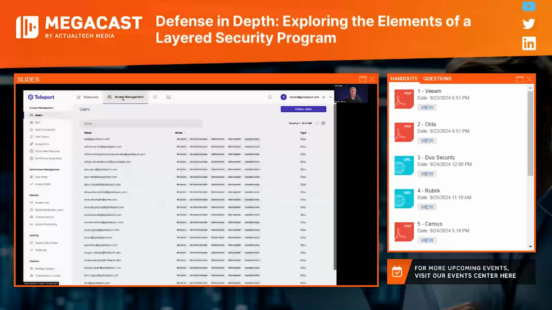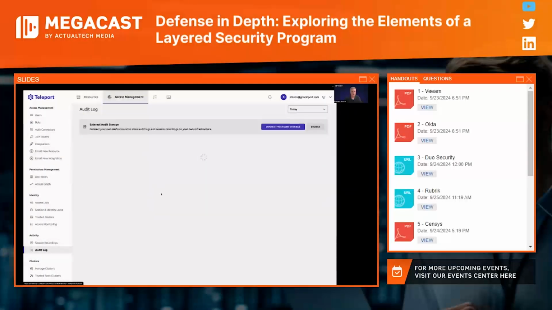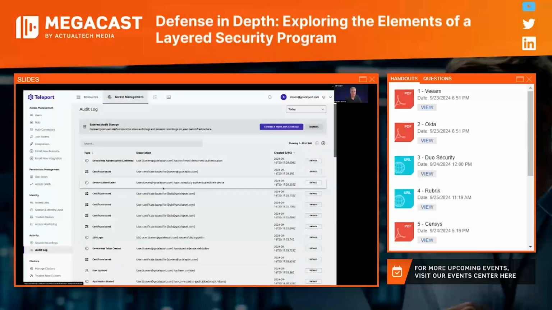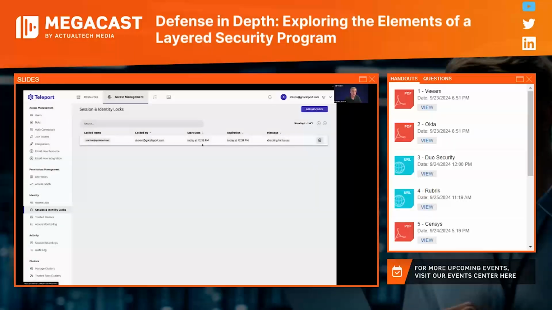Now, in terms of our audit log, that will track, again, things of that nature. Have I confirmed web authentication? So all of that is, again, tracked here. And again, you can bring that to a SIM and things of that nature. Now, also, what if we do see problems or do have concerns or need some real-time offboarding? That can be completed by our identity locks.